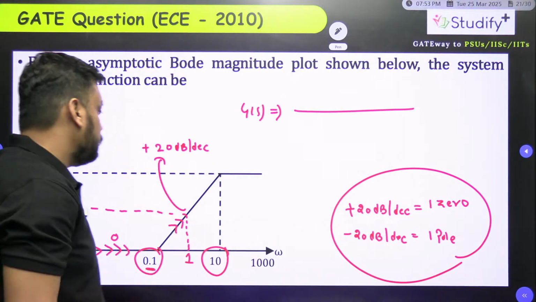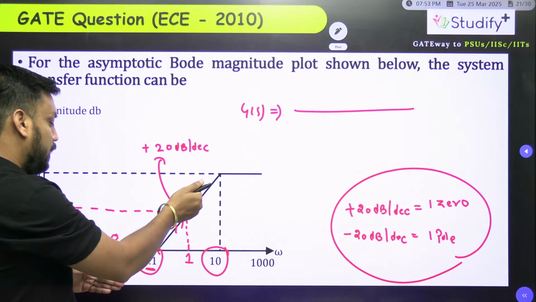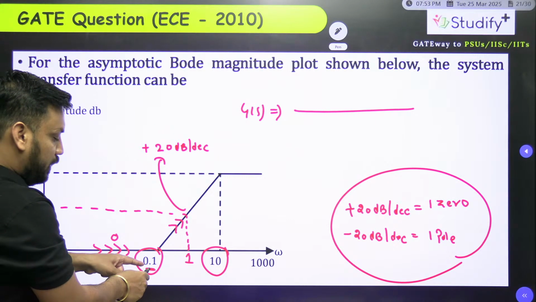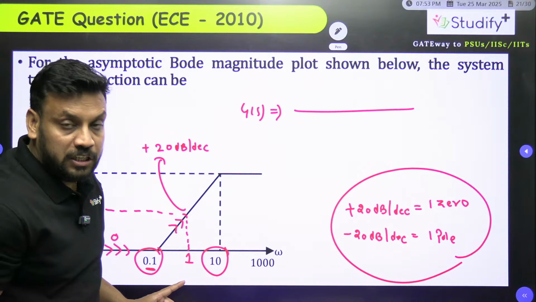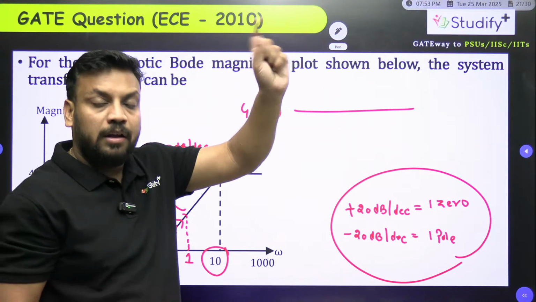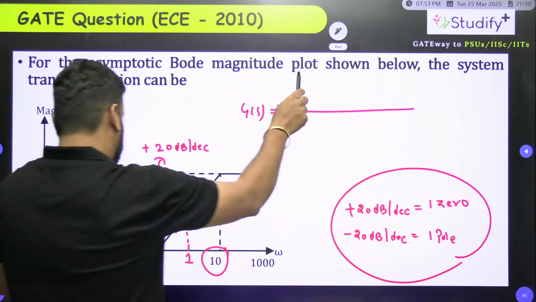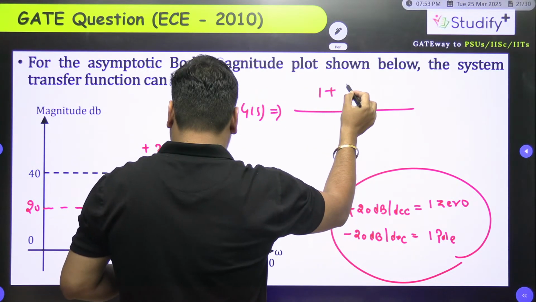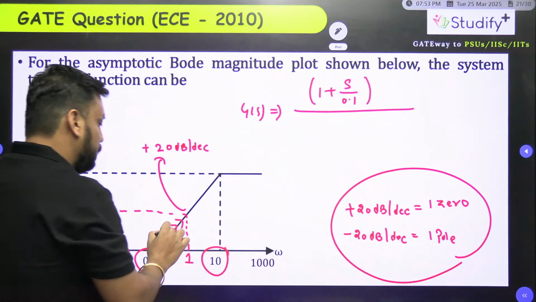Yes or no, beta? Okay, so now what is the initial slope? Initial slope, sir, plus 20. So plus 20 occurs at which corner frequency, sir? 0.1. So should I write it in the numerator or denominator? A zero should come in the numerator and a pole should come in the denominator. So I should write it in the numerator, sir. Numerator means 1 plus s upon 0.1. So this is my first term completed.